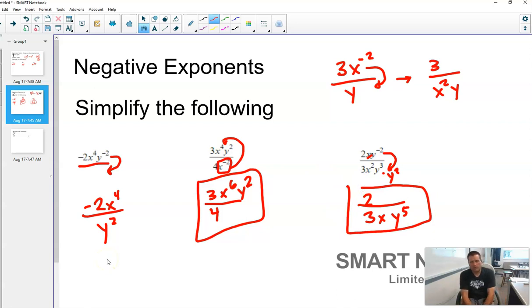And that's how we deal with negative exponents. We just kick them to the other side. They're on the wrong side. Again, I think of them as being spies.